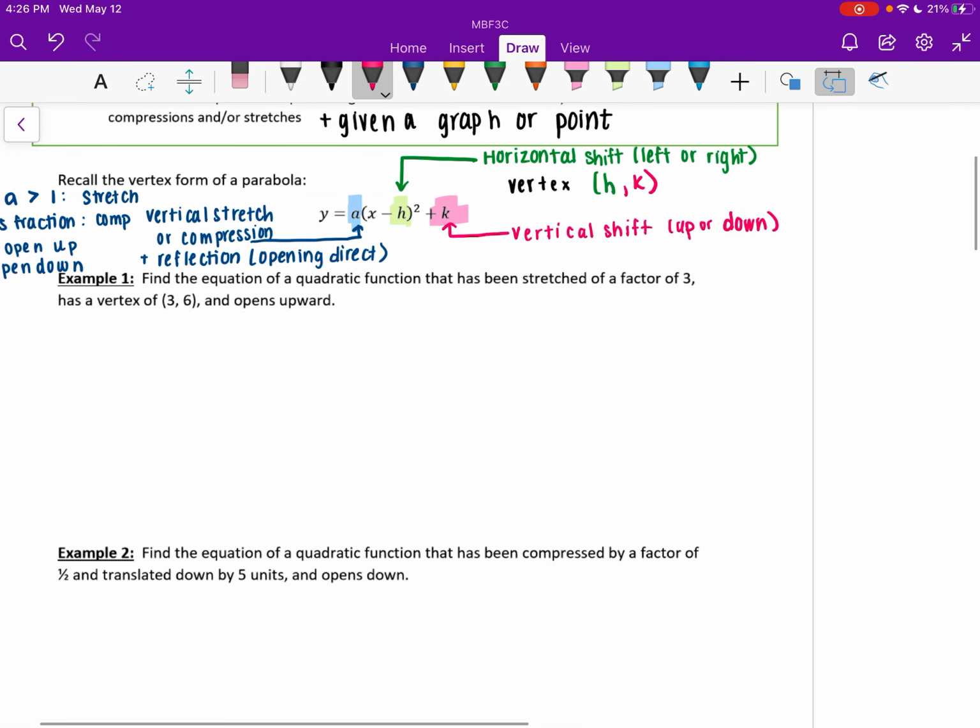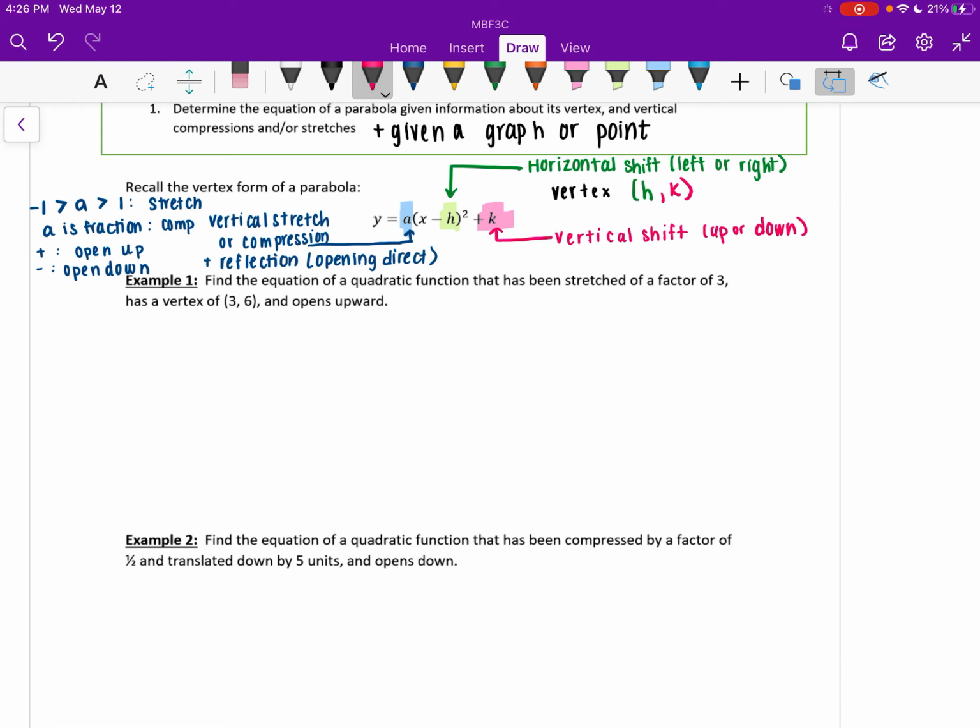So that is just a quick summary, and now we're going to go in and use this information in order to actually solve our problem. So let's do example number 1 together. It says, find the equation of a quadratic function that has been stretched by a factor of 3, has a vertex of (3, 6), and opens upwards.